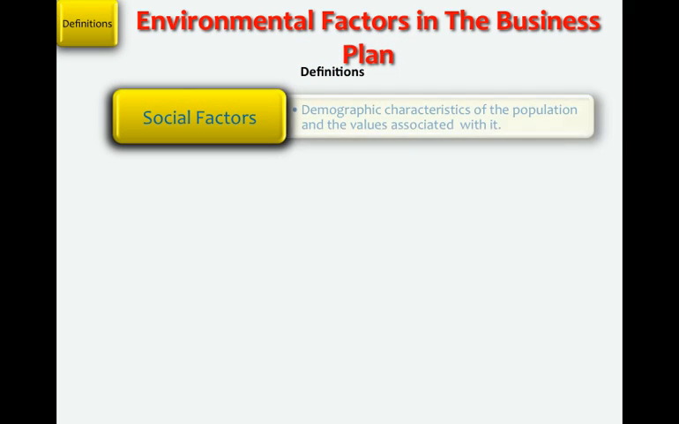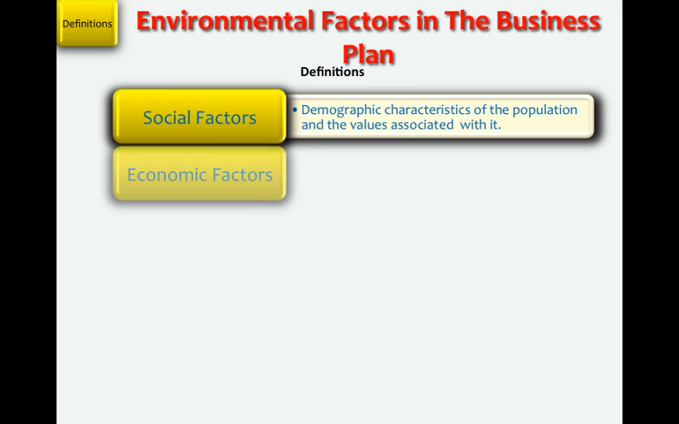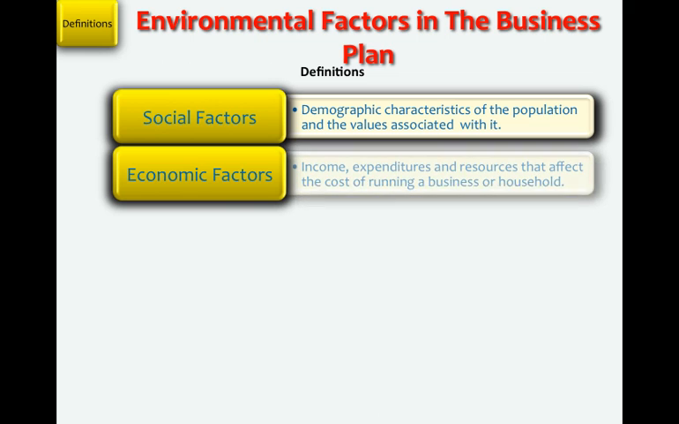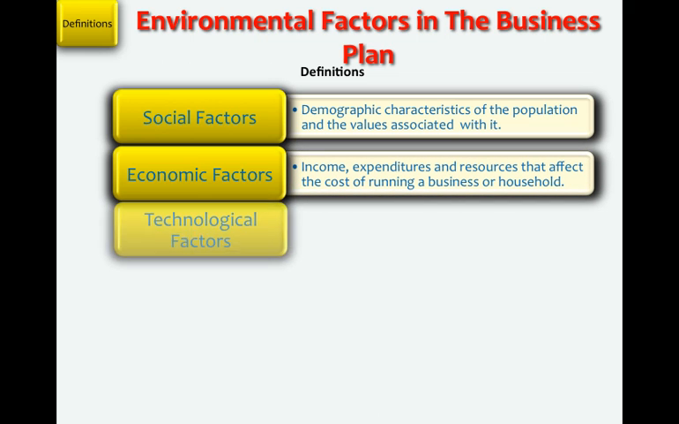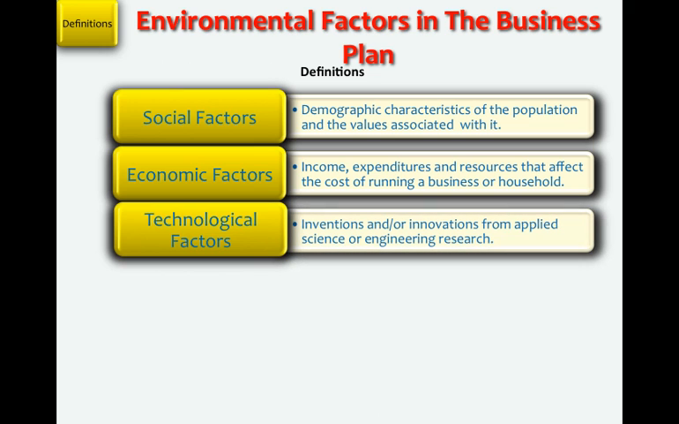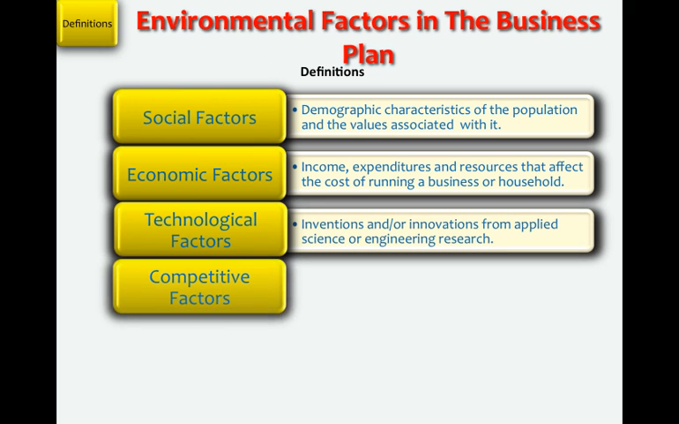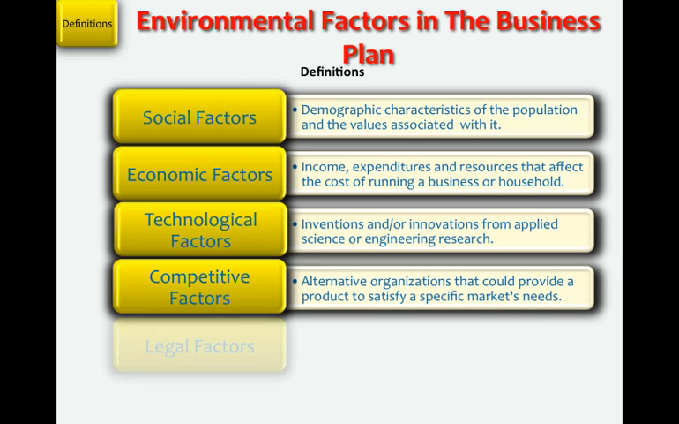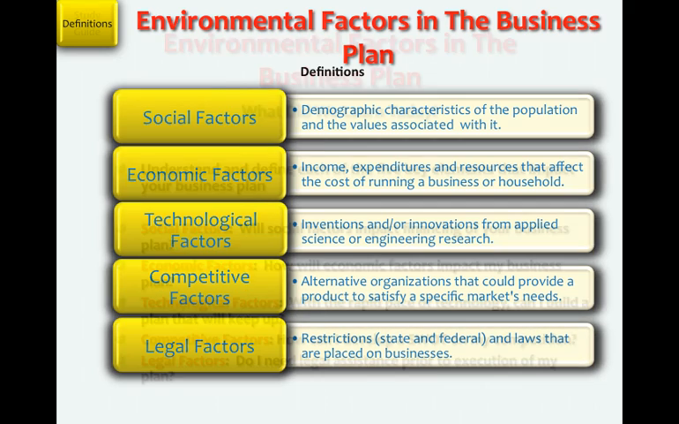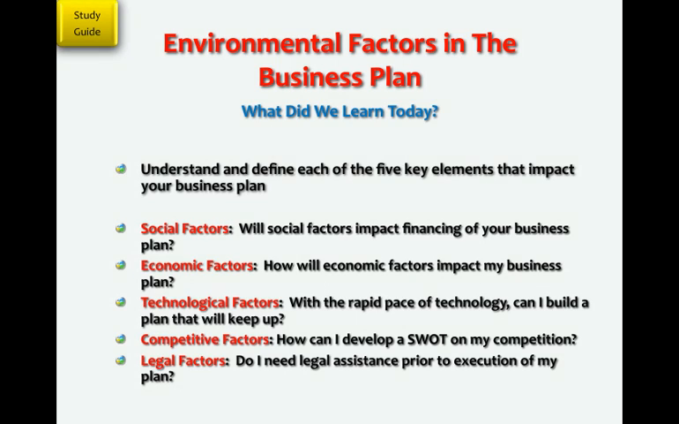Here are some definitions that I think will be of significance to you, centered around these five factors that we've talked about: social factors, economic factors, technological factors, competitive factors, and then last but not least, legal factors. Make sure you understand these definitions and how they can help you in the environmental factors in the business plan. So, what did we learn today? We learned that these particular factors can influence the plan and should do so in a positive way. But more than anything, they keep our focus steady in the development of the plan so that we make sure we can be competitive.